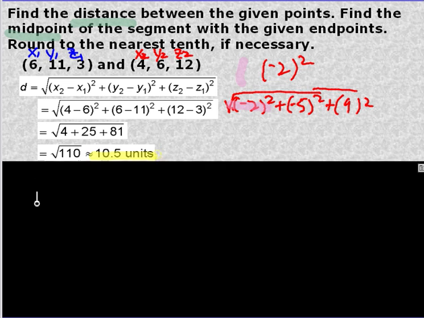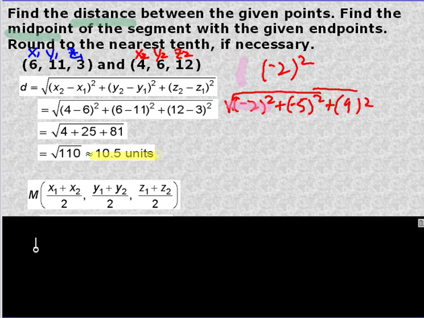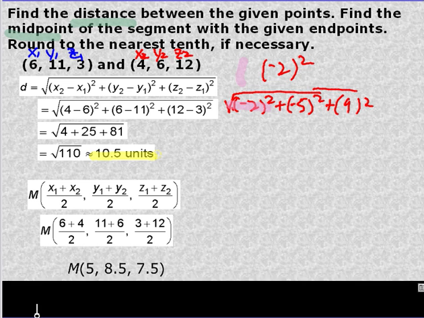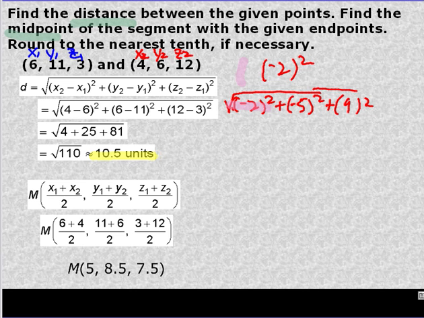And then midpoint, again, here's our formula. Plug things in the right places, add them, and you're going to end up with midpoints of 5, 8.5, and 7.5. Again, midpoint we're adding, it's the average. Where distance, we're sort of taking the difference of the x coordinates, y coordinates, and z coordinates and squaring them. So be careful.